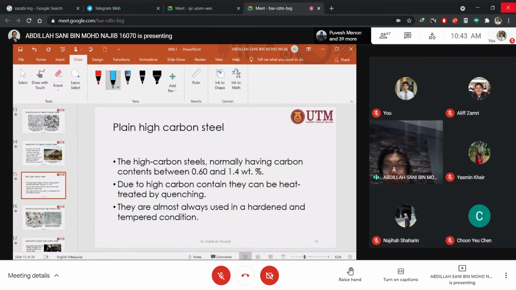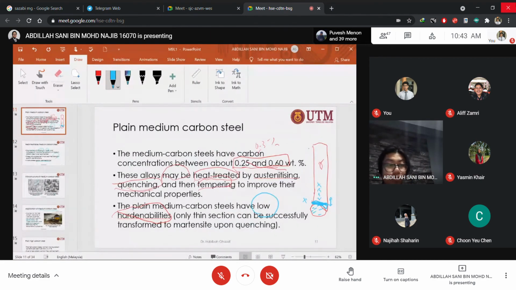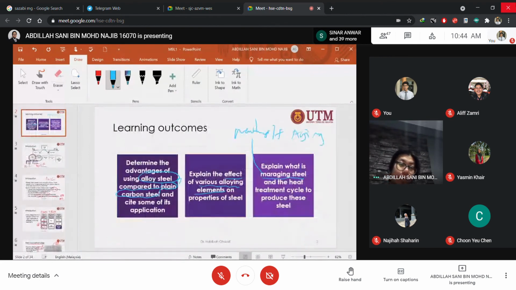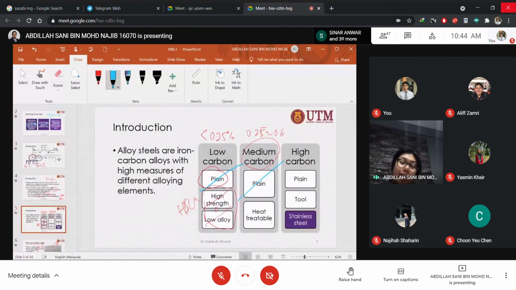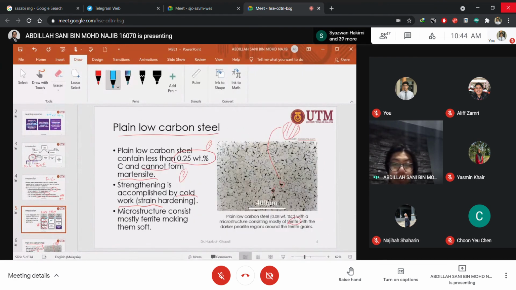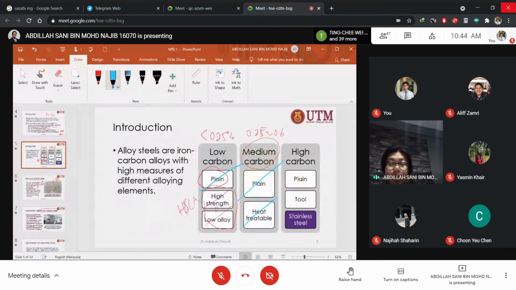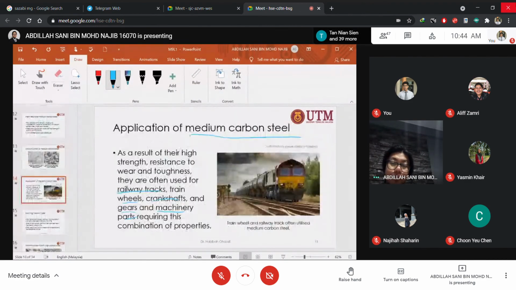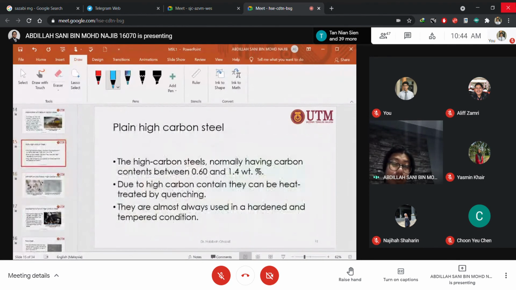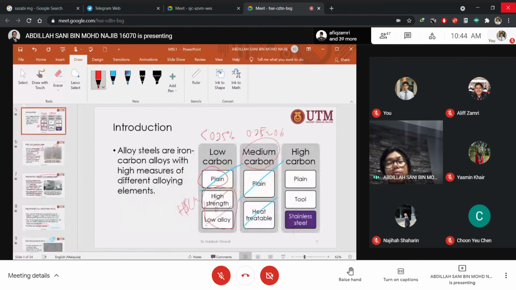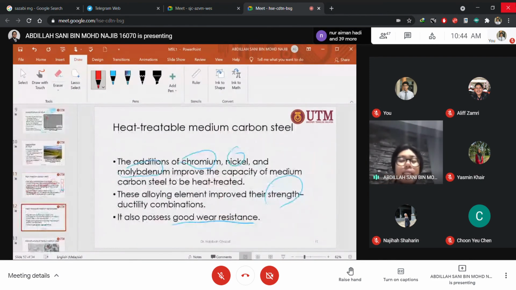Okay, so that is all about the plain and, sorry, heat treatable steel. We have mentioned that. And high carbon steel. Okay, we explain plain high carbon steel. So high carbon steel, the composition is 0.6 to 1.4, so let us note it down.